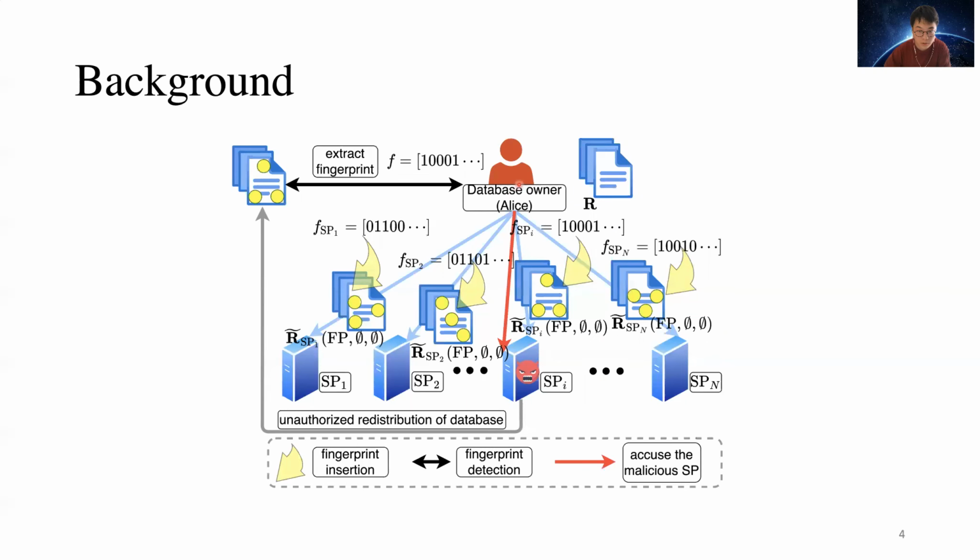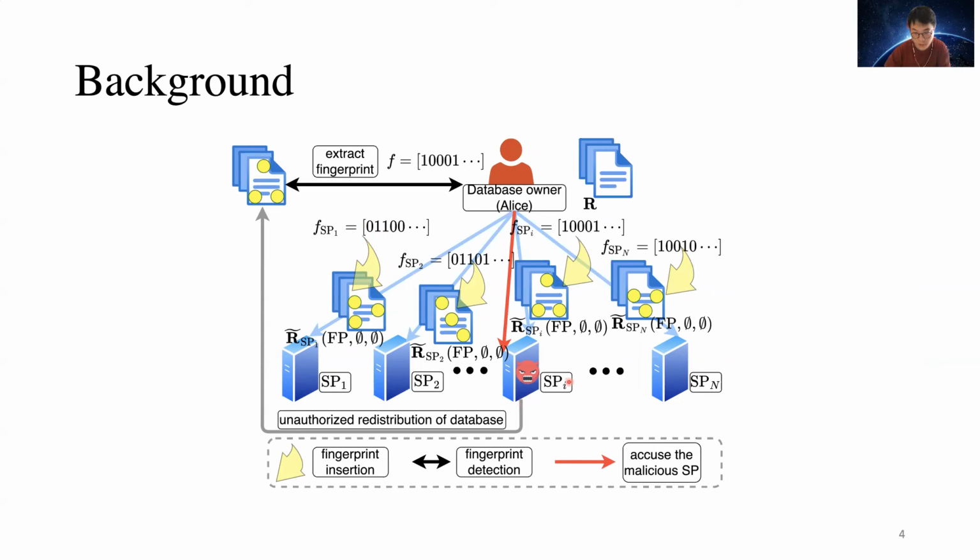Here is an illustration of a database fingerprinting scheme. There is a database owner called Alice. She has a database. When she wants to share the database with different service providers, she first generates a random fingerprint string for each of the service providers. And the fingerprint strings are randomly generated binary sequences. And the fingerprint insertion process is done by selecting random locations in the database and changing the value at these locations using the fingerprint string.